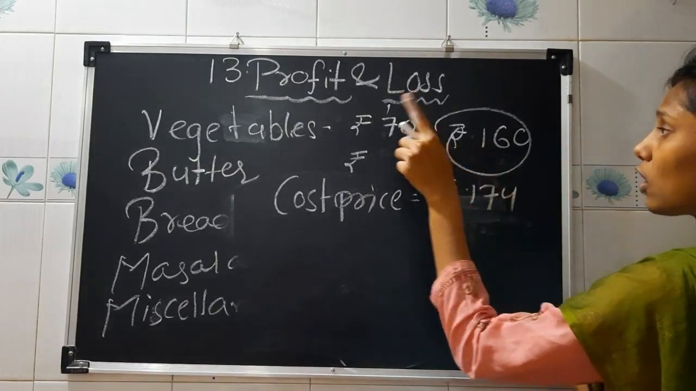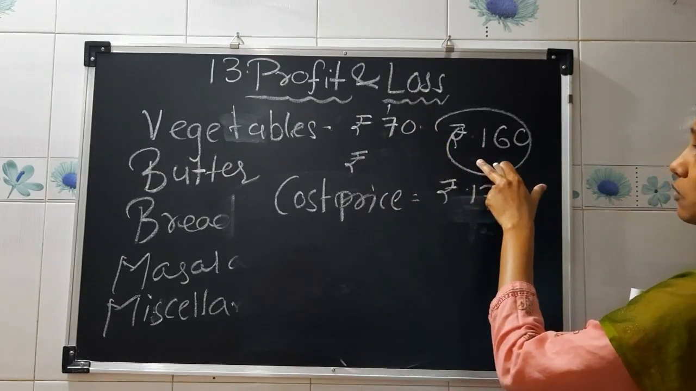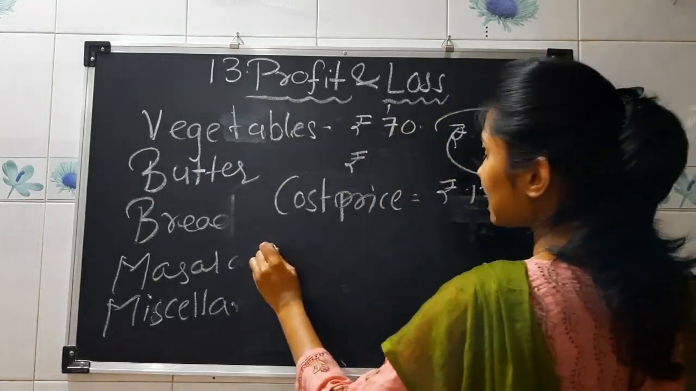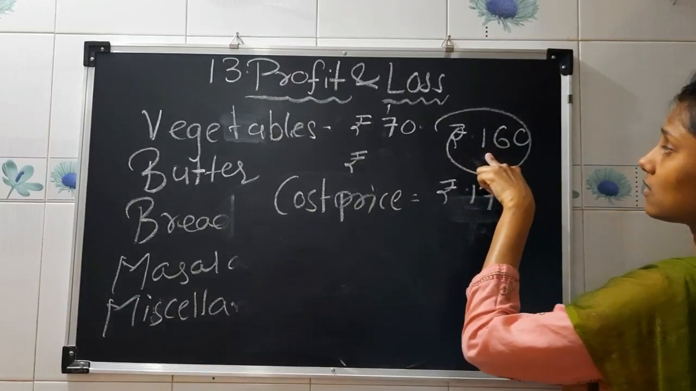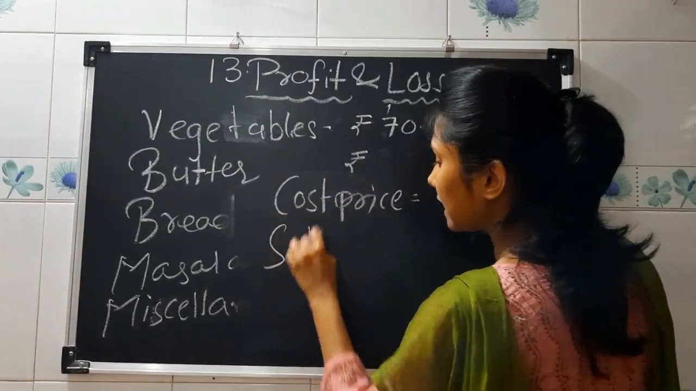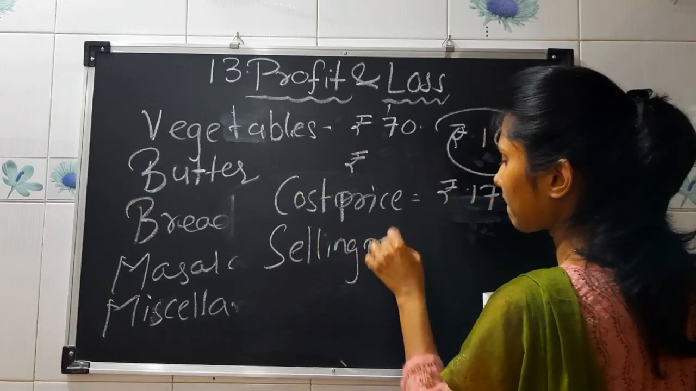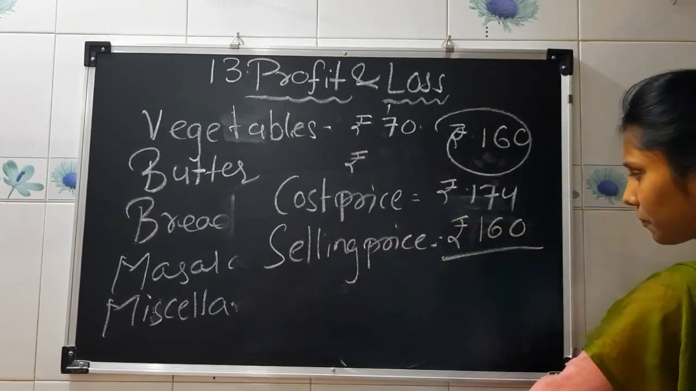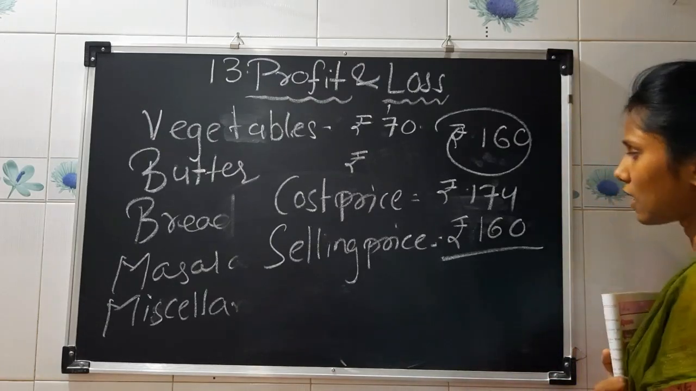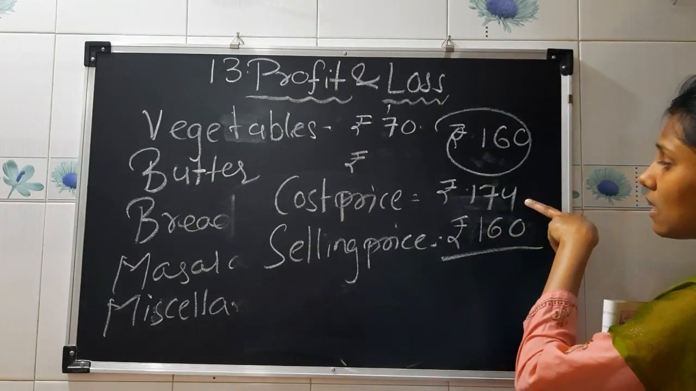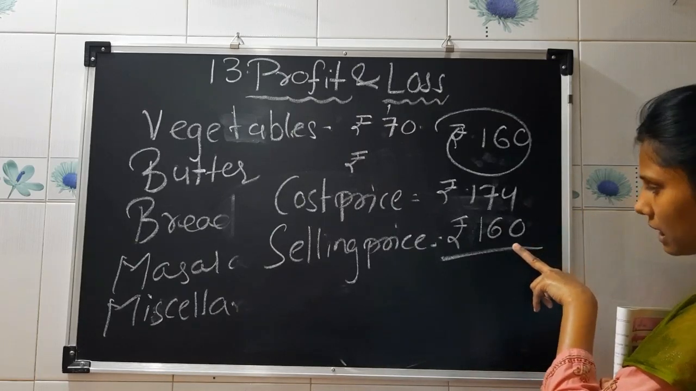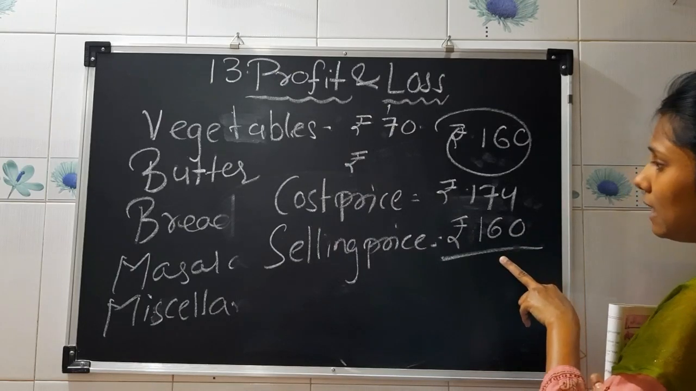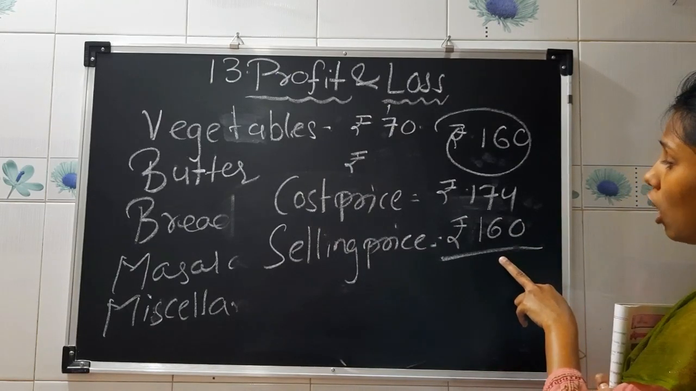And he sold all these things for rupees 160. He earned rupees 160 after selling all these things. So the price at which he sold all these things is called the selling price, rupees 160. Now the cost price is more than the selling price. It means it is a loss.